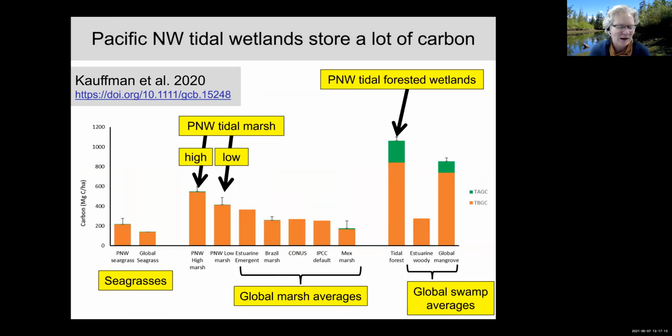In fact, this graph shows how our wetlands compare to global averages. And you can see here are global averages for tidal marsh, and here are Pacific Northwest study sites. This is across 37 different sites in the Northwest. High marsh and low marsh tended to exceed global averages, but the highest of all carbon storage occurred in our Pacific Northwest tidal forested wetlands, which exceeded all other global averages, including the closest, which was mangroves.